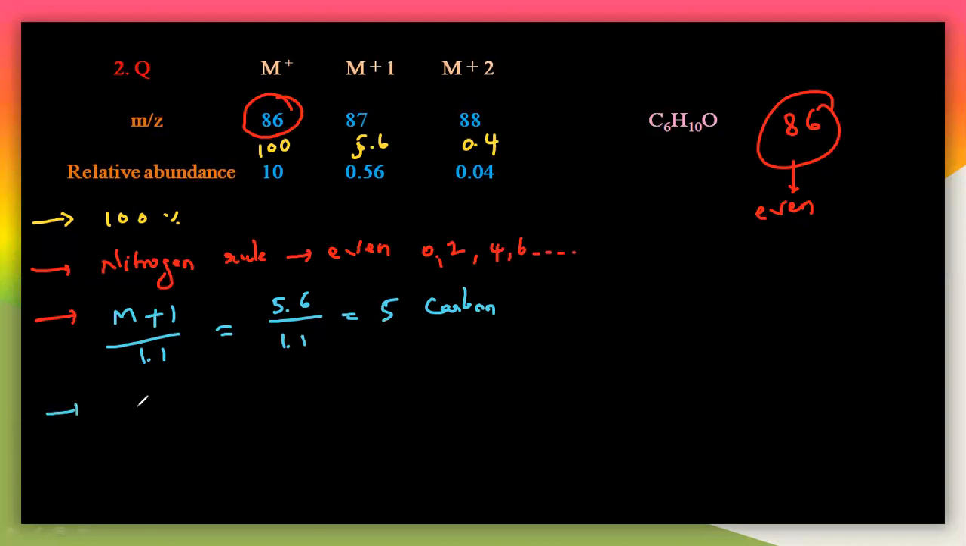And the next, which is M+2. M+2 is for the chlorine and the bromine here. But see here, the value of M+2 is very small, 0.0. So if this value is 0, that means there is no chlorine and no bromine here. So this is the final.